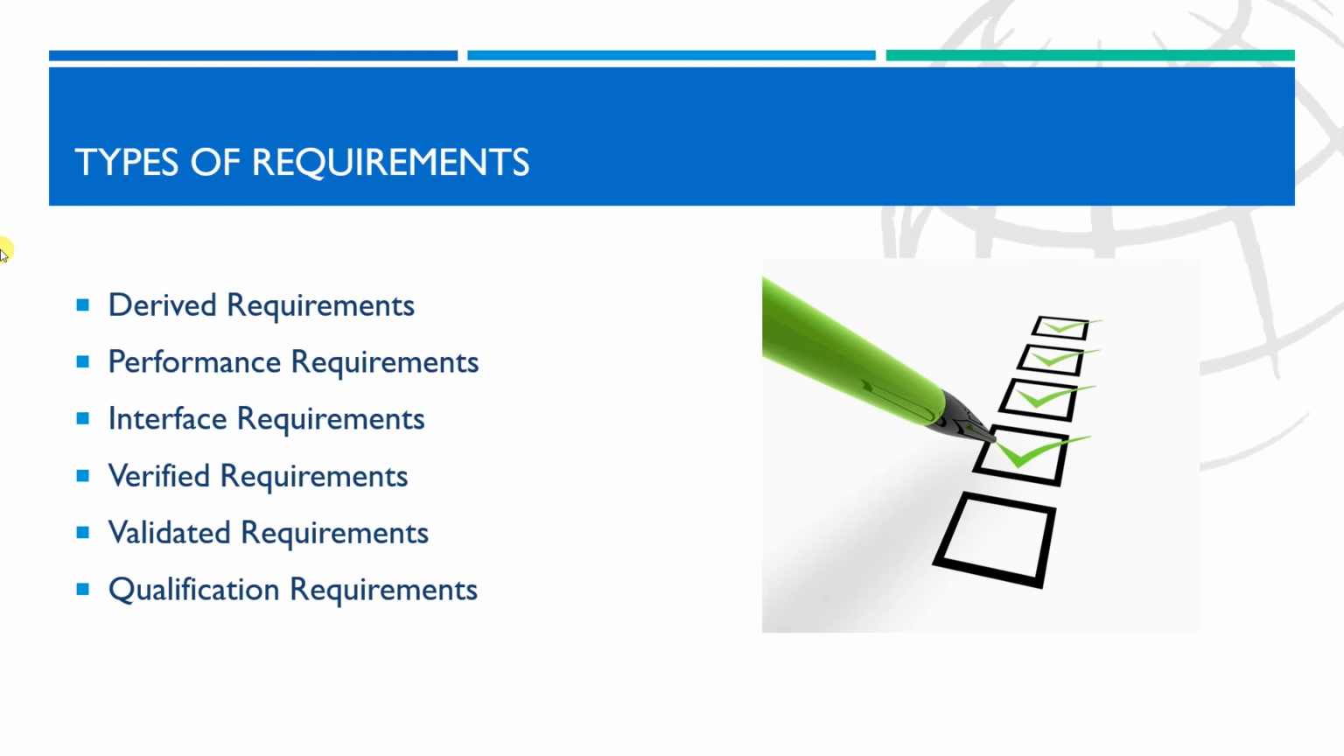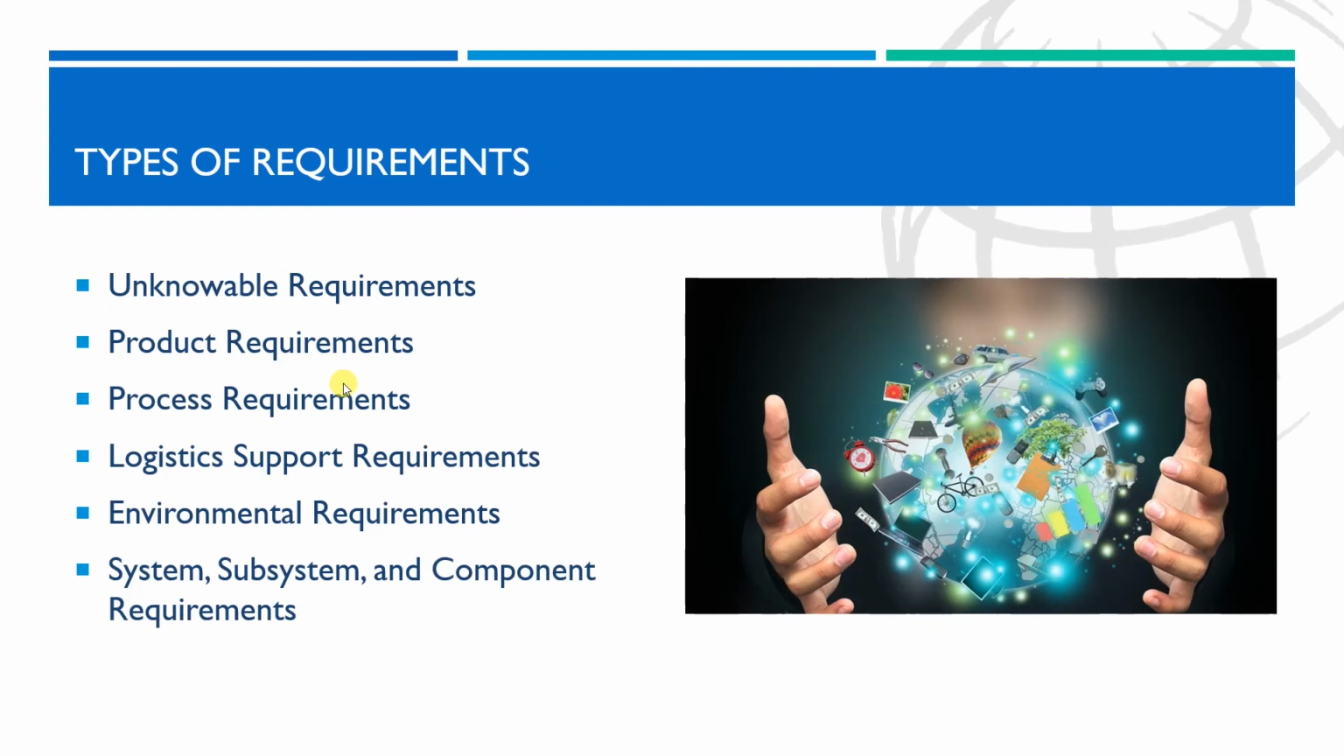The qualification requirements refers to the verification or validation of item performance in a specific application and results from design review, tests, data review, and configuration audits. The next one is the unknowable requirements. Experience has shown that there are requirements that are unknowable at the beginning of a system development effort. Some requirements become apparent only as the system evolves.